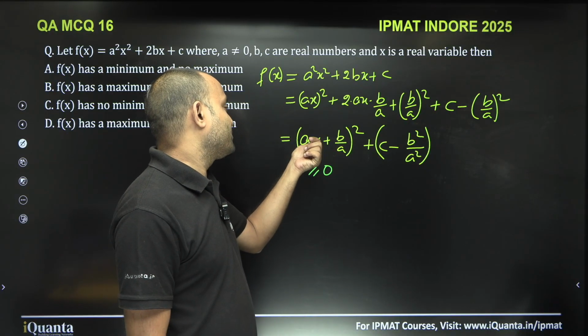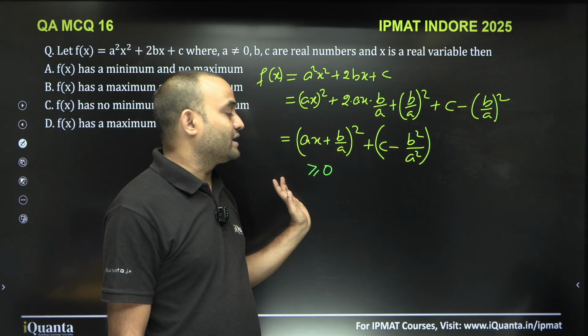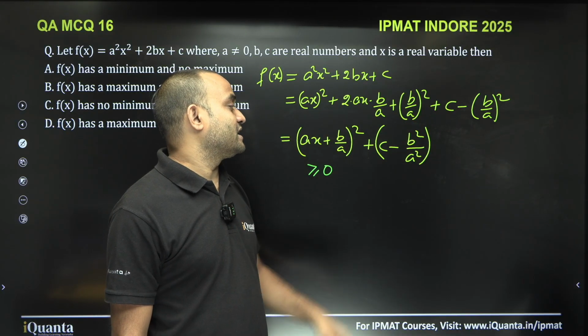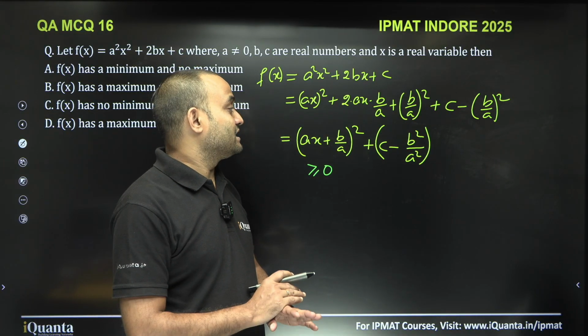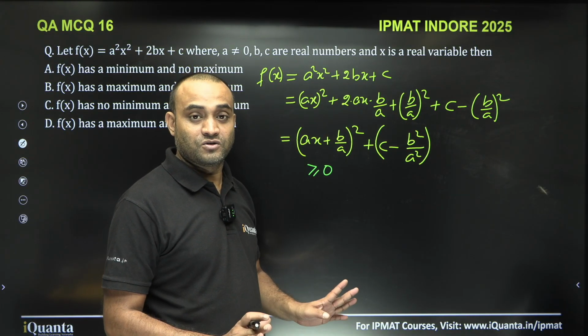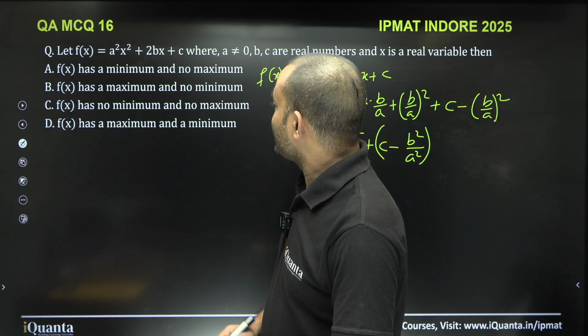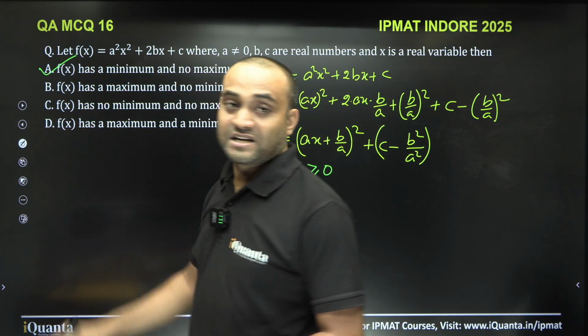You can keep increasing the value of x and you will keep getting bigger values. So it will have a minimum value which is c minus b squared upon a squared, but there is no maximum value to this, right? So our answer is, f(x) has a minimum and no maximum.